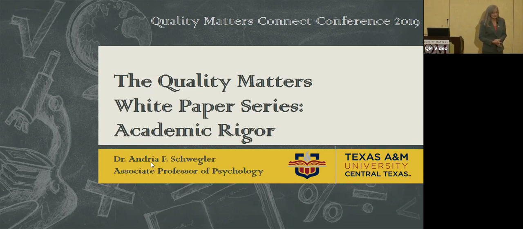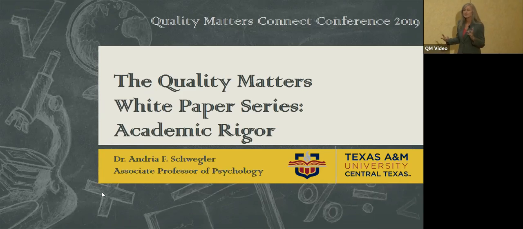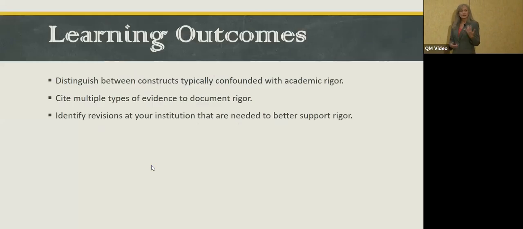The learning outcomes from the session: we're going to do a little bit to distinguish some of the constructs that are typically confounded with rigor. We're going to give multiple types of evidence that we can cite to document what academic rigor is. And then I'm going to provide examples from my institution that maybe will trigger some ideas for how you can apply the information in the white papers at your institution.